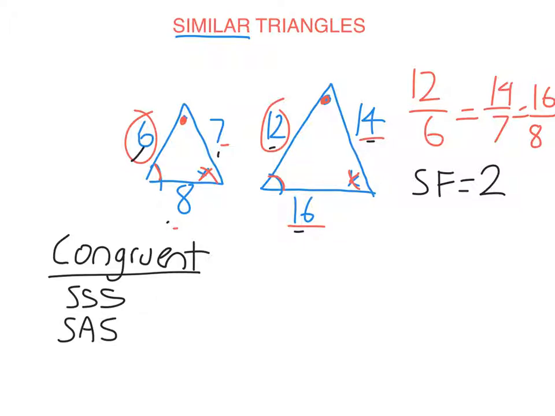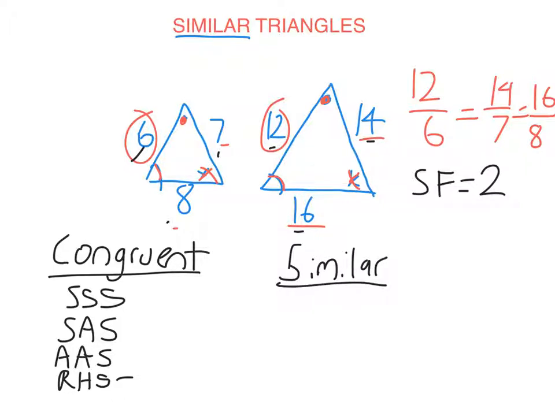Remember in SAS it was two sides and the angle between them. It must be the angle between them. And there was also AAS and RHS. So if any of these tests held, the triangles were congruent. If, for example, I had two triangles, they each had a right angle, they had an equal hypotenuse, and another pair of sides was equal, then they were congruent. I didn't need to go and test all the other angles and all the other sides. So there are analogous tests for similarity as well. Two triangles are similar if they follow one of these tests.